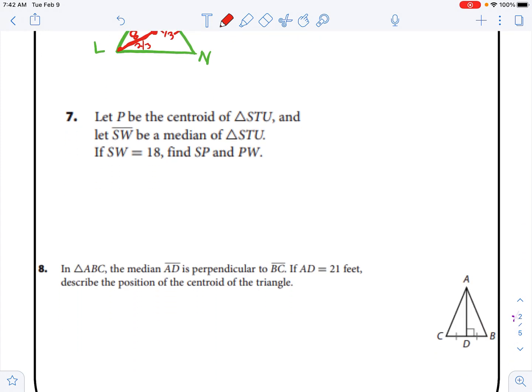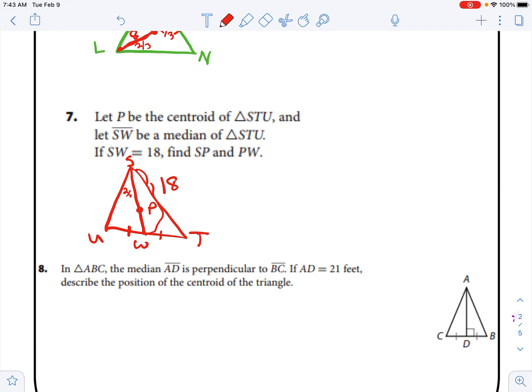Okay, it says let P be the centroid. So again, we're going to have S, T, U. It says let P be the centroid of triangle STU. So we'll say it's right here. This is P. Let SW, so S to W, which splits it up into 2 equal parts, be a median. I just started from S because I know S is on there. If S to W is 18, so that whole line is 18, find S to P and P to W.